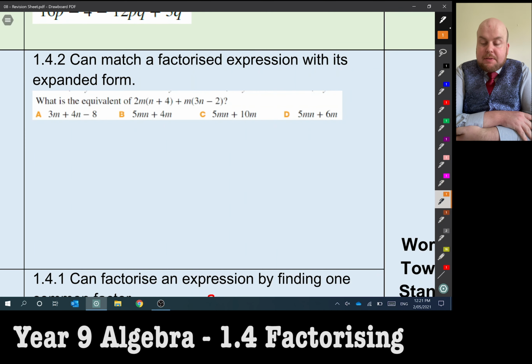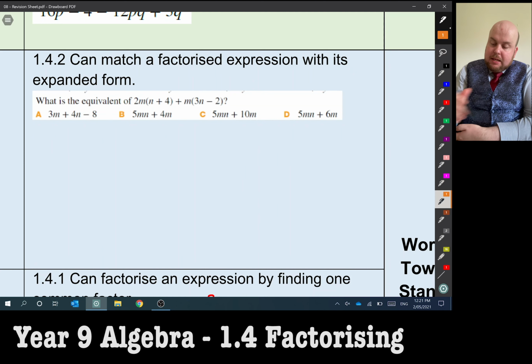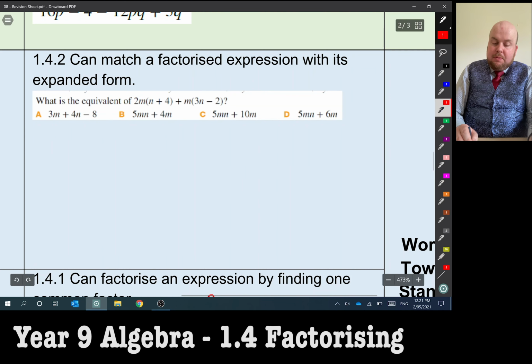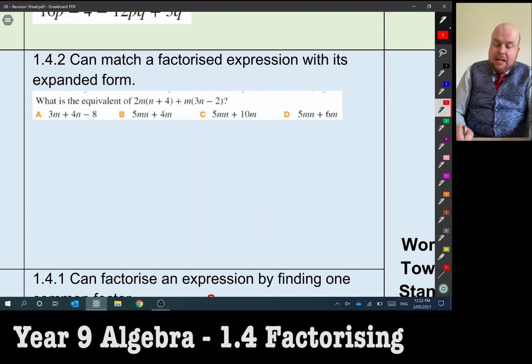1.4.2 Can match a factorised expression with its expanded form. So one of the things that we need to do is to make sure that we can expand correctly. So here I've got 2m(n + 4) + m(3n - 2). So when I expand those, that's going to be 2mn.